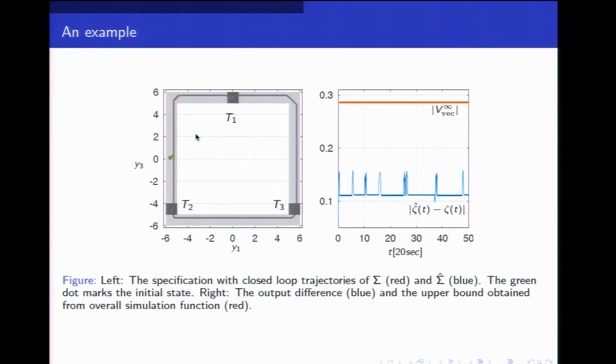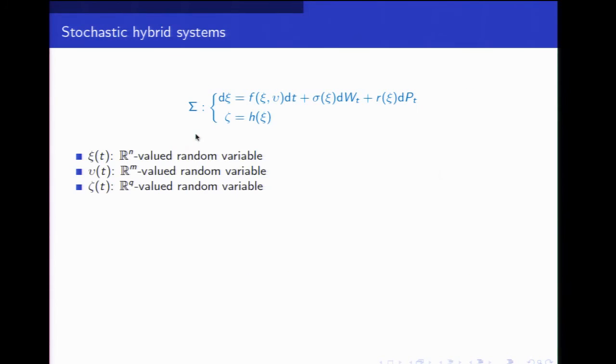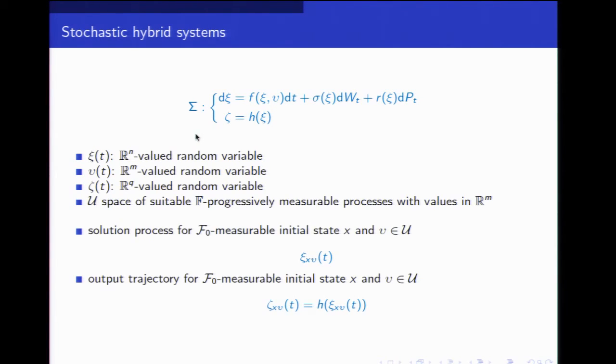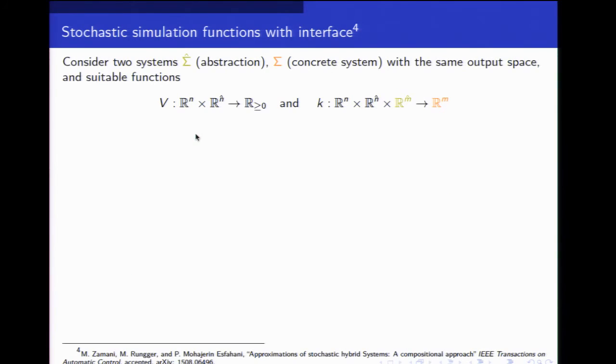Okay, so everything I explained for the deterministic system, we actually managed to extend to the stochastic setting, a stochastic hybrid system. I just pass through it very fast because everything goes very much the same. I'm given a stochastic hybrid system using this modeling. I have diffusion, I have a reset term, and I have a vector field. And those are, again, Rn-valued, Rm-valued, and Rq-valued random variables. Correspondingly, I use this notation to define the solution process. Yeah, I just go very fast.